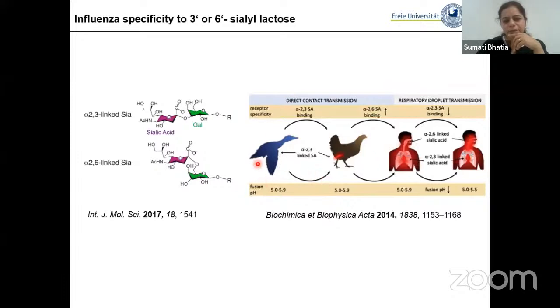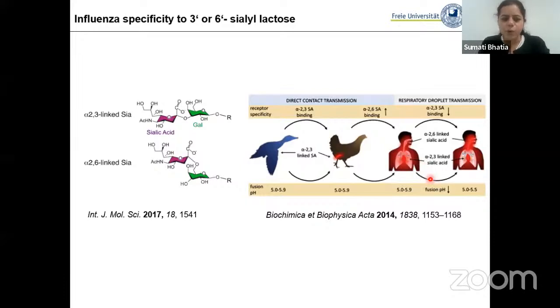So for example, birds are infected with the avian influenza, and there is a receptor binding. The actual receptor is the alpha-2,3 sialic acid here, 2,3 sialyllactose. And when this virus goes from birds to human, the receptor specificity changes. So in the upper human respiratory tract, the sialic acid is present as 2,6 sialyllactose. And in the lower respiratory tract, it is present as 2,3 sialyllactose.